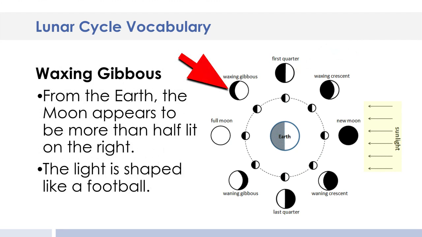Then we have waxing gibbous. From the Earth, the moon appears to be more than half lit on the right. Notice a trend here. The light is growing on the right during waxing crescent to first quarter to waxing gibbous. The light is shaped like a football. So you can see here, you've got somewhat of a football shape. Notice the trend as we go around the first half of the moon phases, from new to eventually full moon, the light is growing on the right.